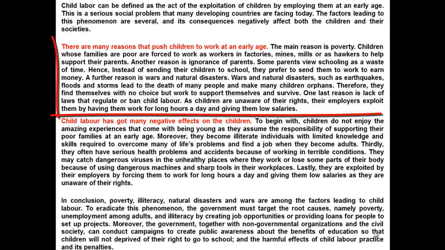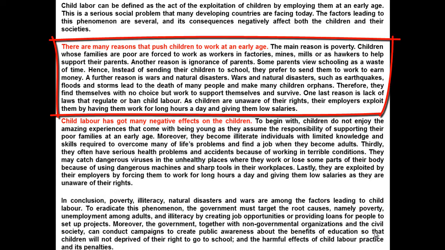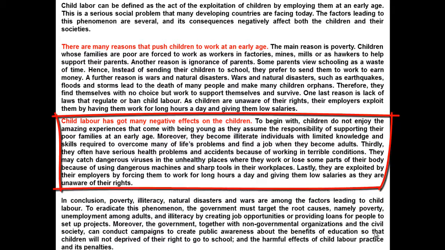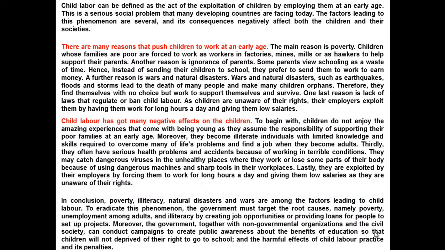So the first body paragraph, as you see, is about the causes of this phenomenon. There are many reasons that push children to work at an early age, and the reasons are mentioned in this paragraph. The second paragraph is about the effects of this phenomenon on children. Child labor has got many negative effects on the children.